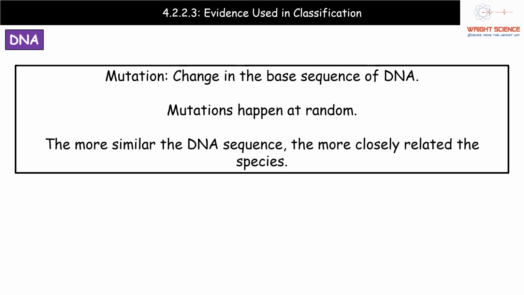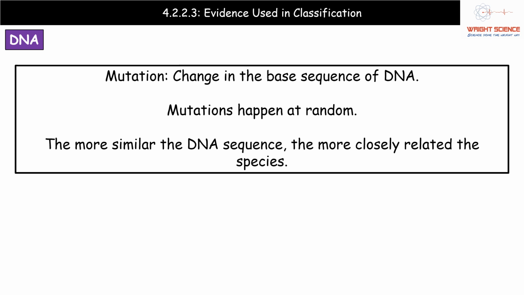Hopefully we do remember that we get these things called mutations taking place inside our DNA. And a mutation, in the simplest terms, is a change in the base sequence of the DNA itself. Now, these mutations will happen randomly, and therefore what we do know is that over time mutations will have occurred in that DNA sequence.